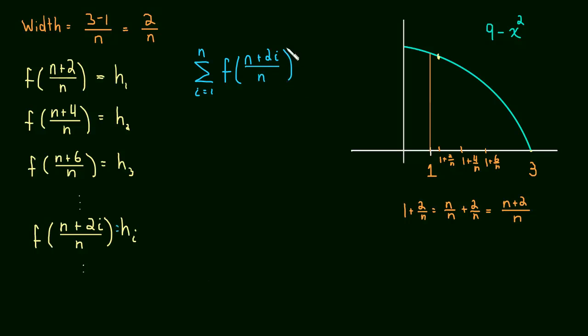This would be an equal sign, times the width, which is just 2 over n. And we know that we're going to take the limit as the number of rectangles approaches infinity. So why don't we write that out right now? And now we can start evaluating this sum.